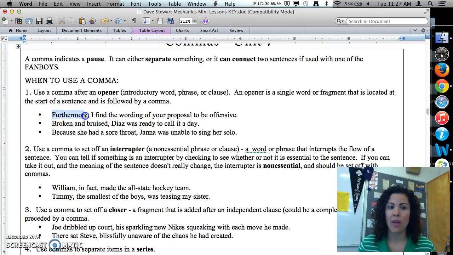Notice that here we have an opener that's a transition word, "Furthermore," comma. Here we have "Broken and bruised," which is a phrase opener, a descriptor, comma. And here we have the dependent clause, which is being used as an opener, "Because she had a sore throat," Notice with each of these openers, none of them can stand on their own. Our complete sentence is at the back of each one of these with our subject and verb: Jana was, Diaz was, I find. So make sure that that is separated by a comma on each one of those. So that's the first way to use a comma, with a phrase opener.